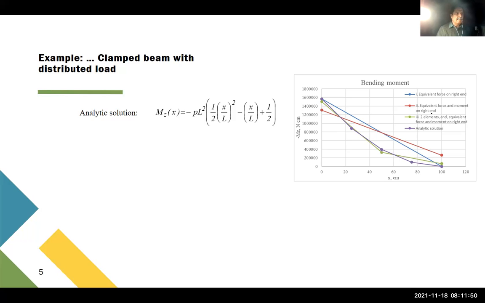So this is the red one. The red one is the equivalent, the case when we have a, well, this is negative because I prefer to see numbers in positive. The analytic solution is this one. And the green one, using 2 elements, is this one. And you see here that the solution is not complete.